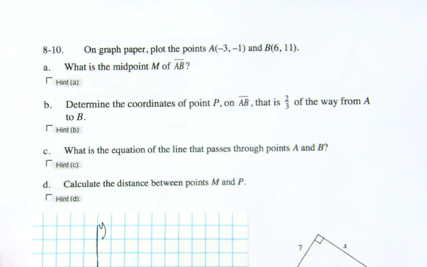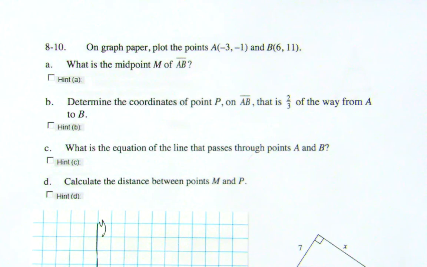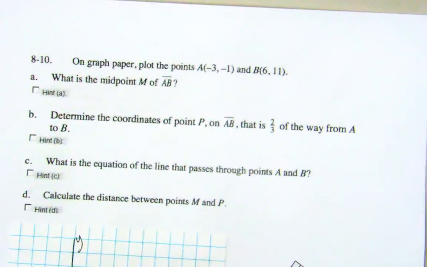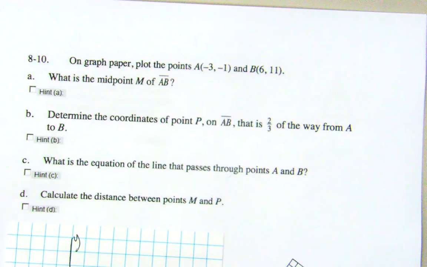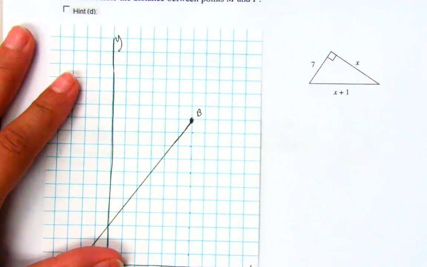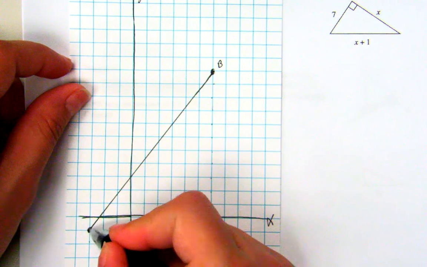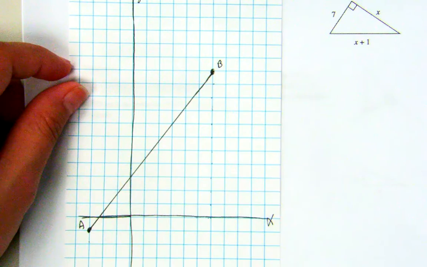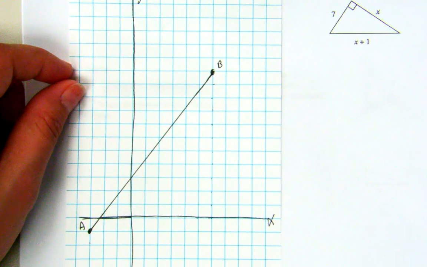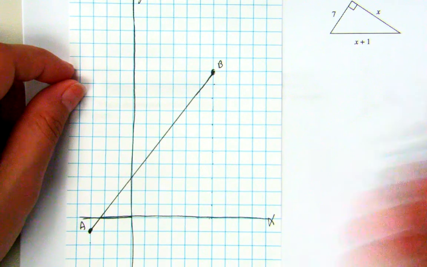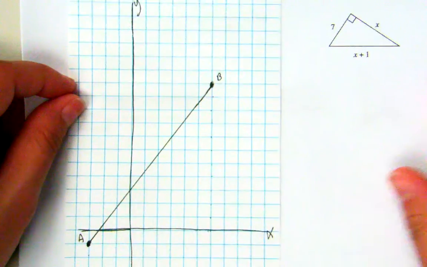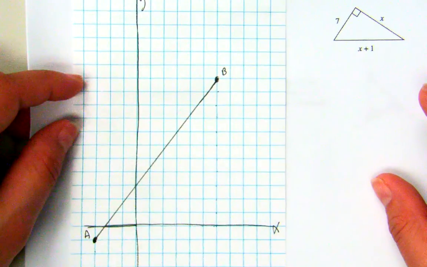Okay, so for the first one, it says on graph paper, plot the points A, -3, -1, 6, and 11. And I'm going to wait for you to do this real quick because I want you to get this done since I'm already done with it. Technically, this is A and that's B. So pause the video and get some graph paper, hopefully. It's supposed to look something like this.